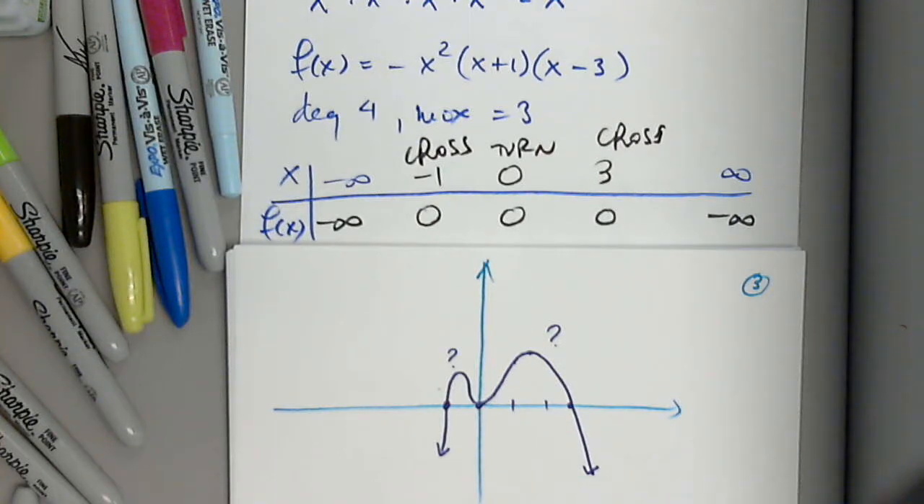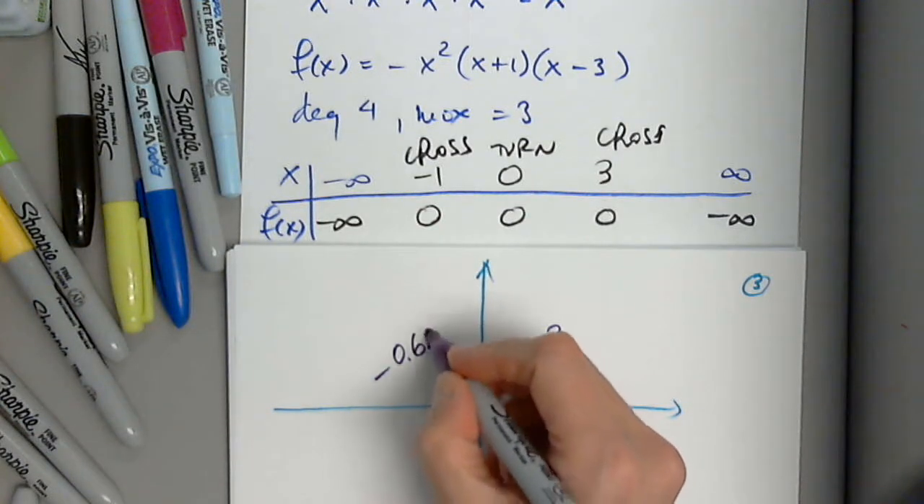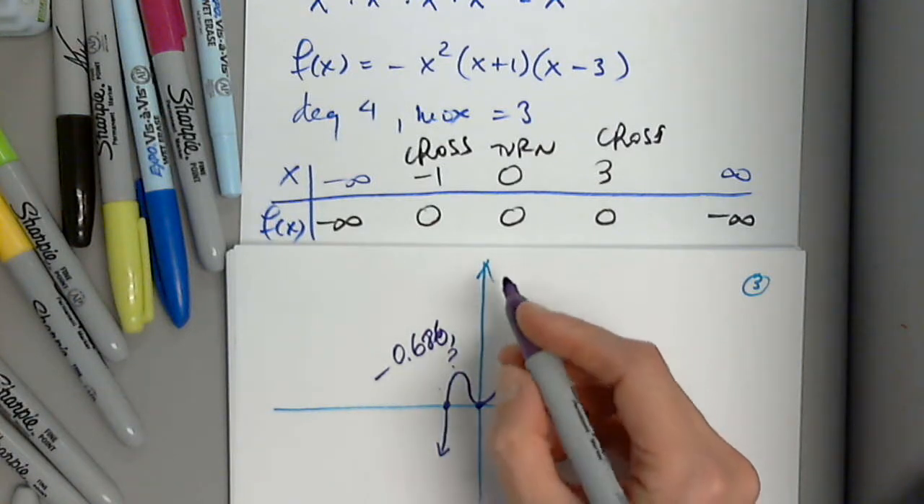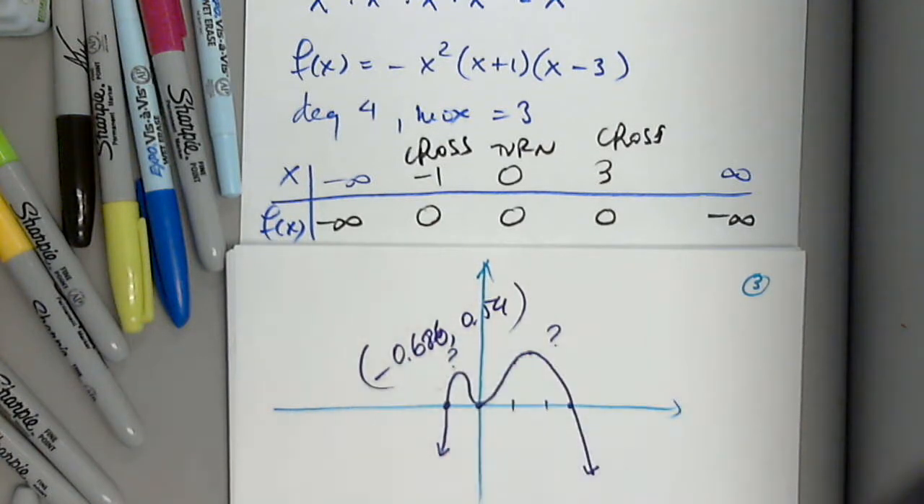With second and calc, I choose, is it frozen? No. Second and calc. Okay, so I want to find a maximum, which is 4. And I want it between negative 1 and 0. I don't want to guess, just give me the maximum. And I put it in the table or in the graph, negative 0.686, comma 0.54. So that's one maximum.